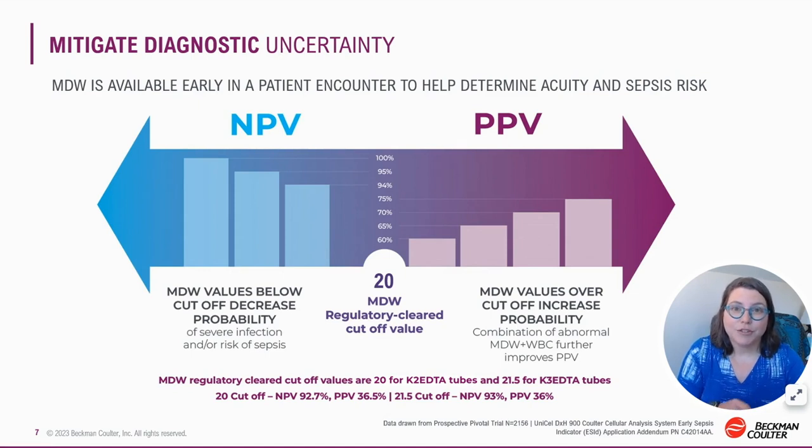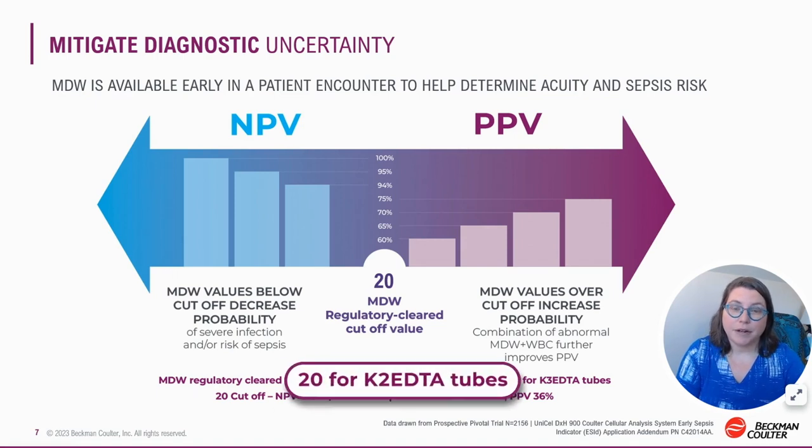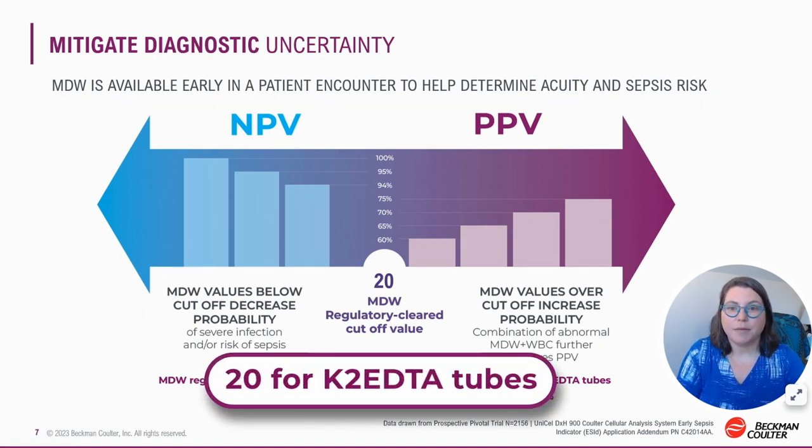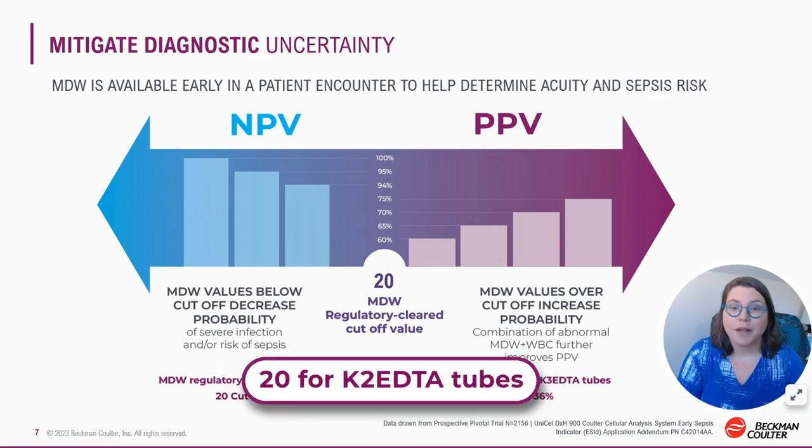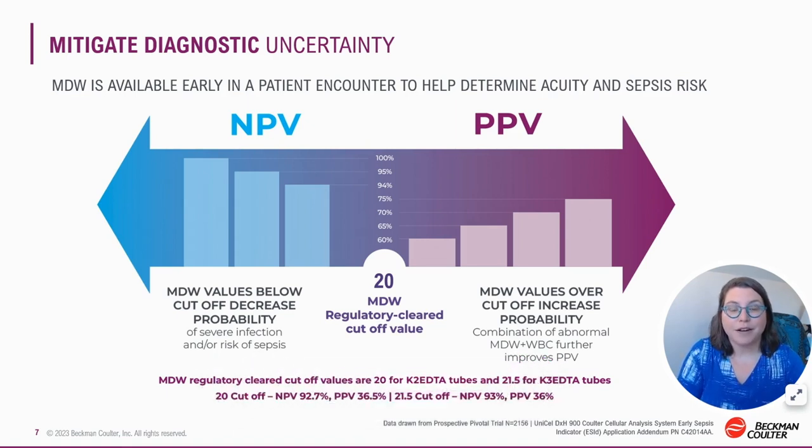MDW is a risk stratification tool, and it measures the risk that a patient has sepsis or will develop sepsis in the next 12 hours. It is not intended to rule in or rule out sepsis. An MDW value greater than or equal to 20, in combination with patient history, other lab values, screening tools, and your clinical judgment, supports putting that patient on an infection-oriented care pathway. An MDW value below 20 is interpreted as lower probability of severe infection or sepsis.